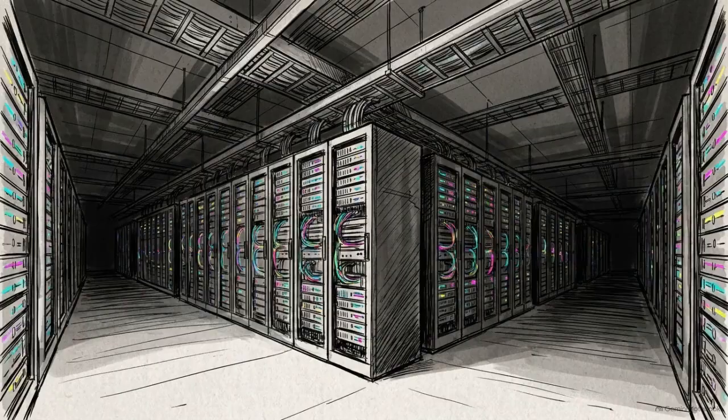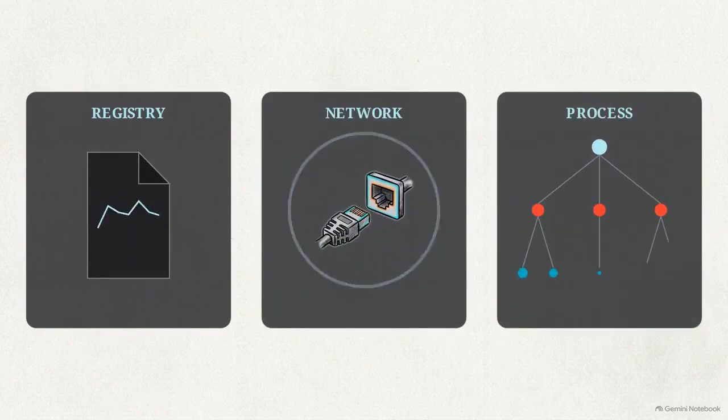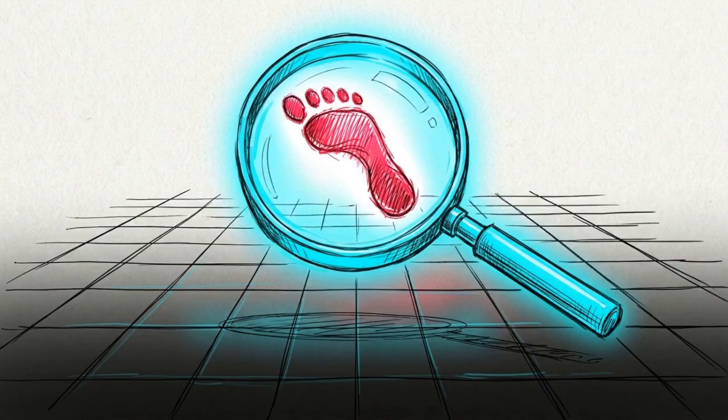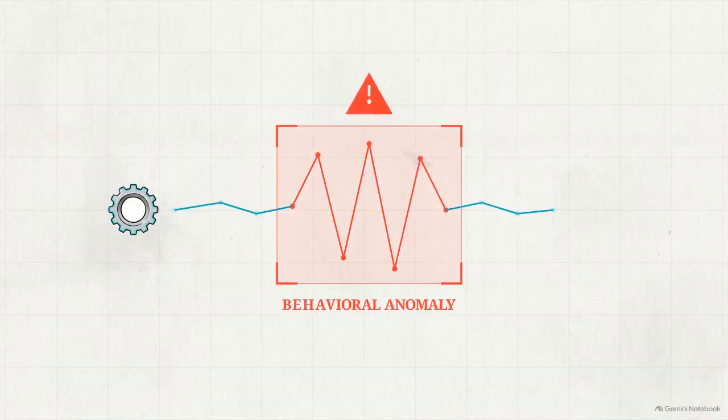To catch a hidden attacker, an EDR agent has to record everything: every registry change, every network socket connection, and every parent-child process relationship across the entire company. It uses indicators of attack to find trouble. If a trusted program like Excel suddenly tries to download an external script and dump system credentials, the EDR flags it as a behavioral anomaly.